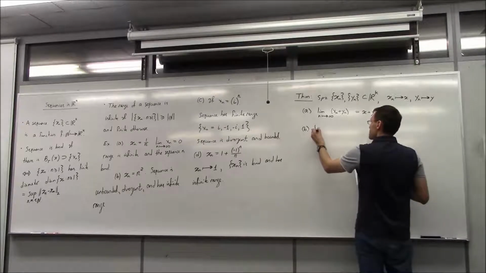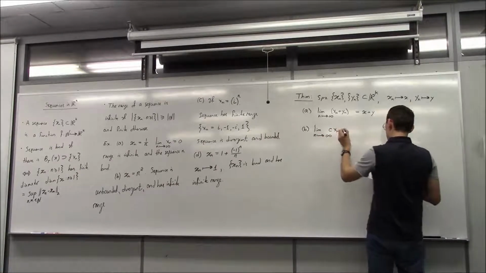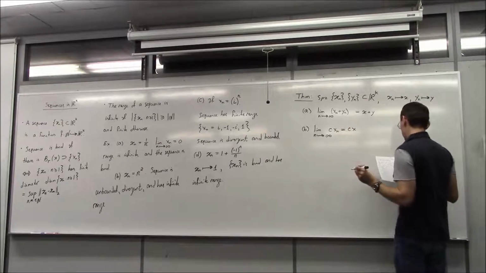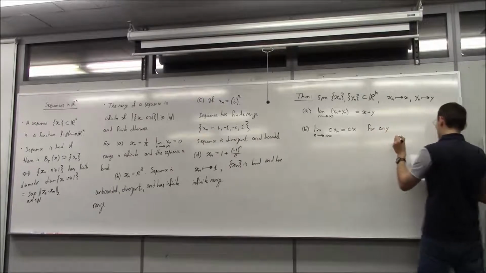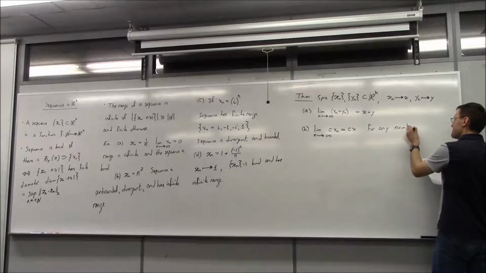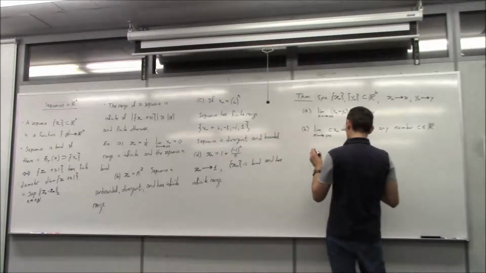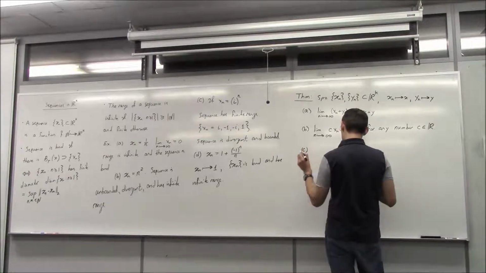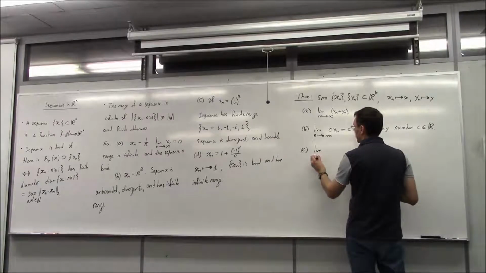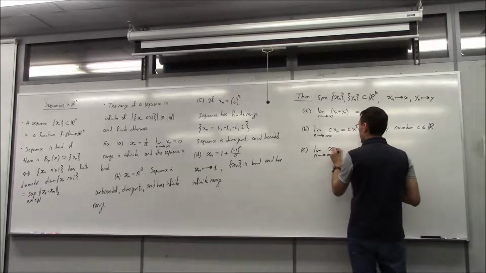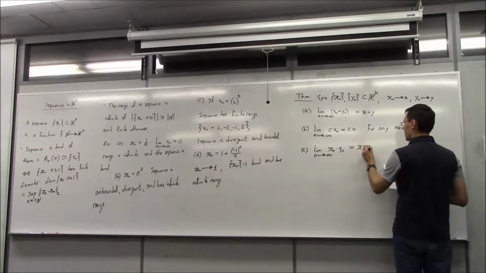You also have that the limit as n goes to infinity of some constant times xn will be c times x. And that's for any number c. By number I just mean, in our case, in R. So that's B. Then property C is that if I take the dot product of xn and yn, so the limit as n goes to infinity of the dot product xn with yn, that dot product will give me x dot product y.